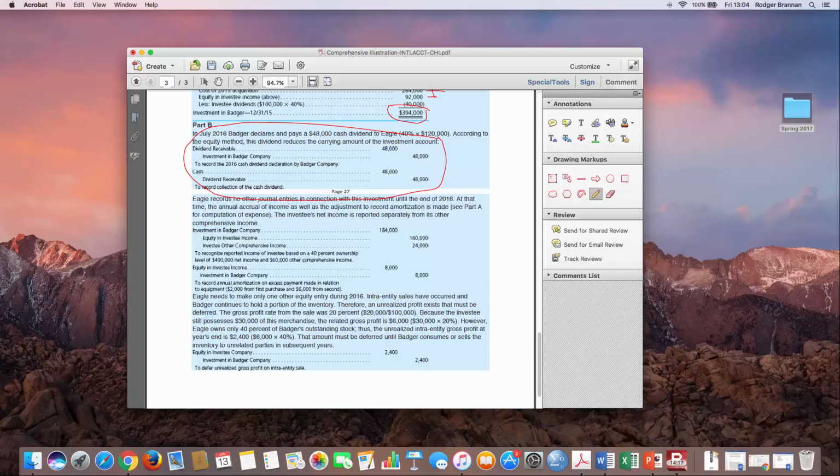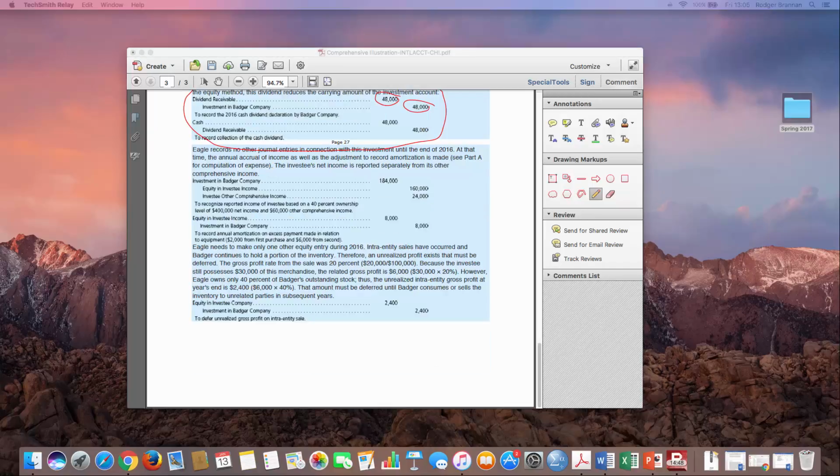So at the point of declaration, generally once a dividend is declared, it becomes a liability on the part of the declaring company. Eagle will recognize that they have a receivable, and likewise, they will go ahead and reduce the investment account by that amount. When the dividend is paid, debit the cash, and you credit dividends receivable. Again, the receipt of a dividend or even a declaration of a dividend by a subsidiary reduces your investment account under the equity method.